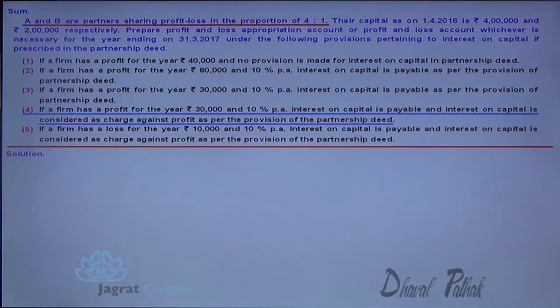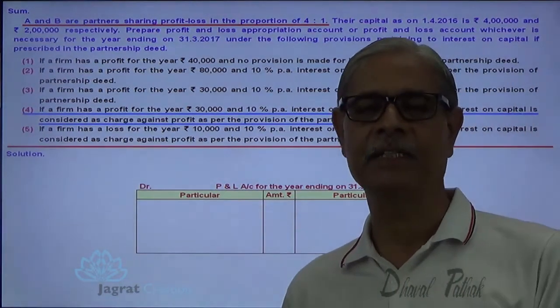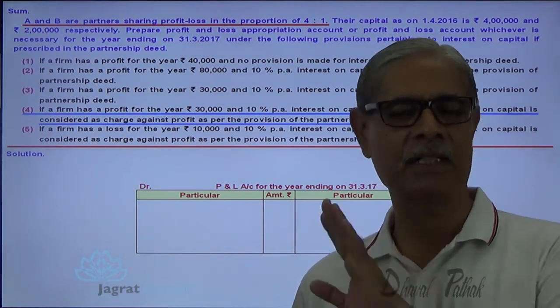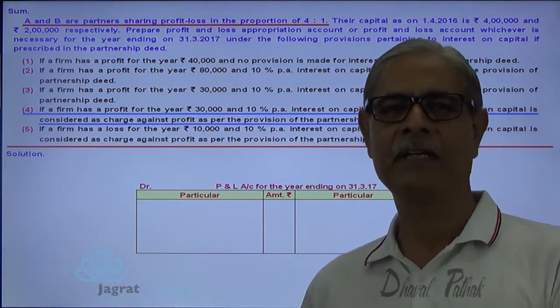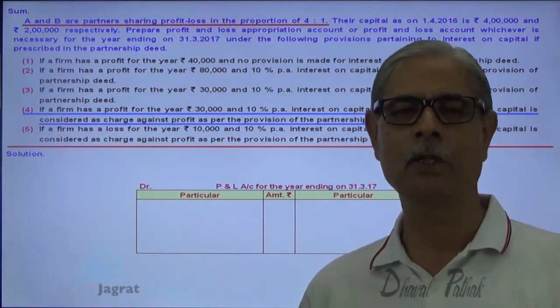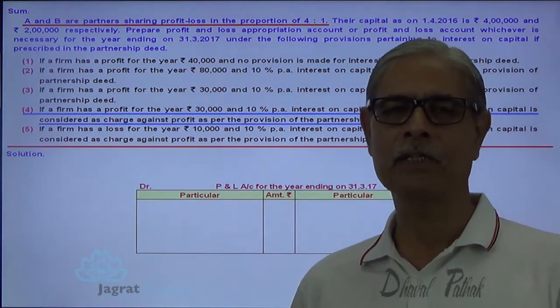If the profit of the firm is 30,000 and 10% interest on capital is payable and interest on capital is considered as a charge against profit as per the provisions of the partnership deed. So here interest on capital is considered as a charge against profit. When it is a charge against profit, it is not an appropriation of profit. When it is a charge against profit, it should be debited to profit and loss account. It need not be debited to profit and loss appropriation account. Hence, here I have prepared profit and loss account. That's an important point.